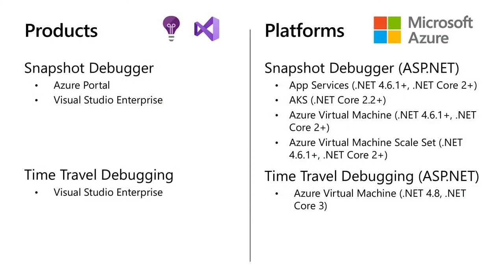All right, so these are the products we have. Snapshot Debugger exists in the Azure Portal. It's available in Visual Studio Enterprise. Time travel debugging is in Visual Studio Enterprise. These are the Azure compute scenarios we currently support: App Services, AKS, Azure Virtual Machines, and Azure Virtual Machine scale sets. Time travel debugging is currently only on Azure Virtual Machines and Azure Virtual Machine scale sets.